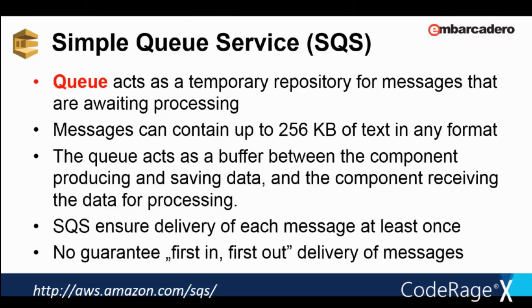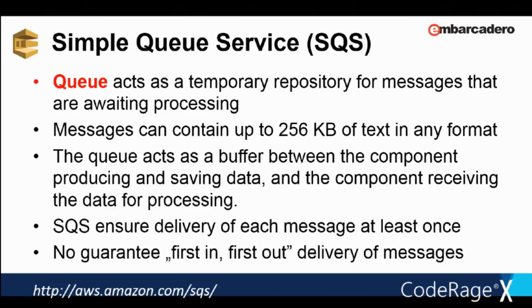Any component of a distributed application can store messages in a fail-safe queue. Messages can contain up to 256 kilobytes of text in any format. Any component can later retrieve the message programmatically using the Amazon Simple Queue Service API. The queue acts as a buffer between the component producing and saving data and the component receiving the data for processing. This means that the queue resolves issues that arise if the producer is producing work faster than the consumer can process it, or if the producer or consumer are only intermittently connected to the network.